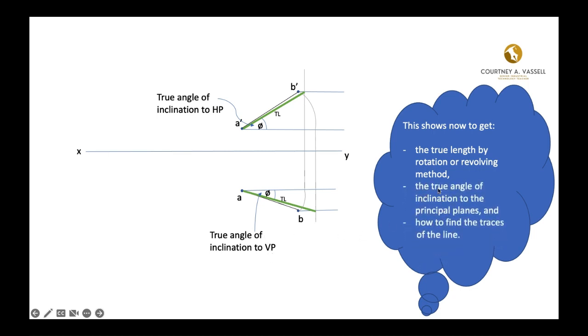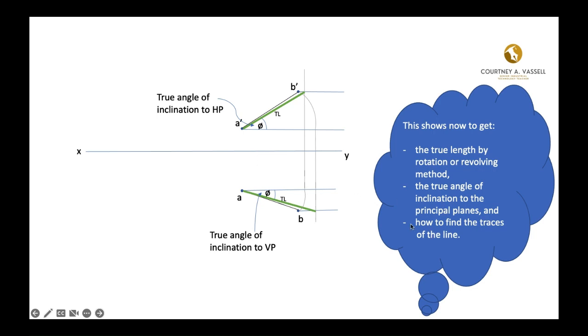All right, so we've just established how we determine the true angle of inclination to the two principal planes, which is the true angle of inclination to HP, which is this angle here, so we can come all the way down here, or the true angle of inclination to VP, which will be this angle here. This line is at an angle here, and that angle is referred to as the true angle of inclination to the VP. Again, extend this line, then this angle here would be known as the true angle of inclination to the HP.